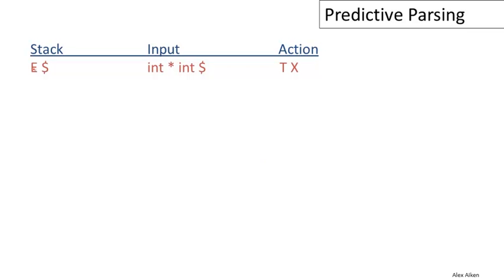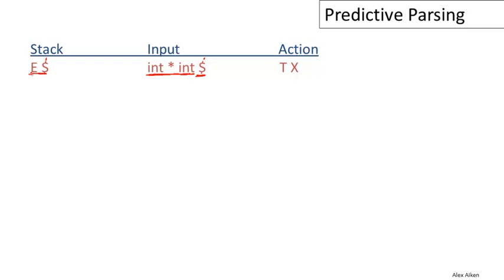So initially, our stack is E $. So E was our start symbol, and $ is our end of input symbol. And our input, we're going to try to parse the input int * int. That's what we want to parse. And then, of course, we have our new symbol $. We'll tack that on to the end of the input. And if all goes well, the $ on the stack will match up against the $ at the end of the input. Again, $ here is just a way of marking the end of the input and expressing that we need to parse the entire input.